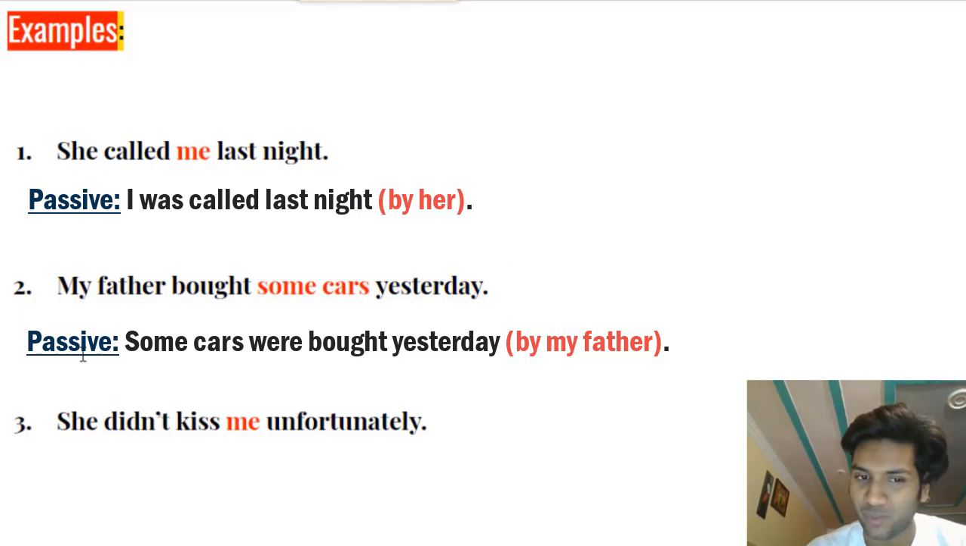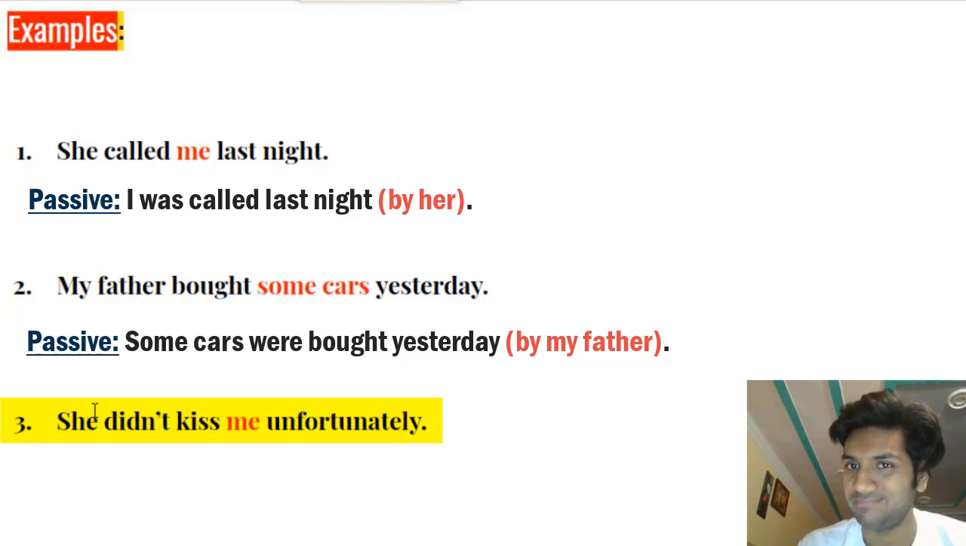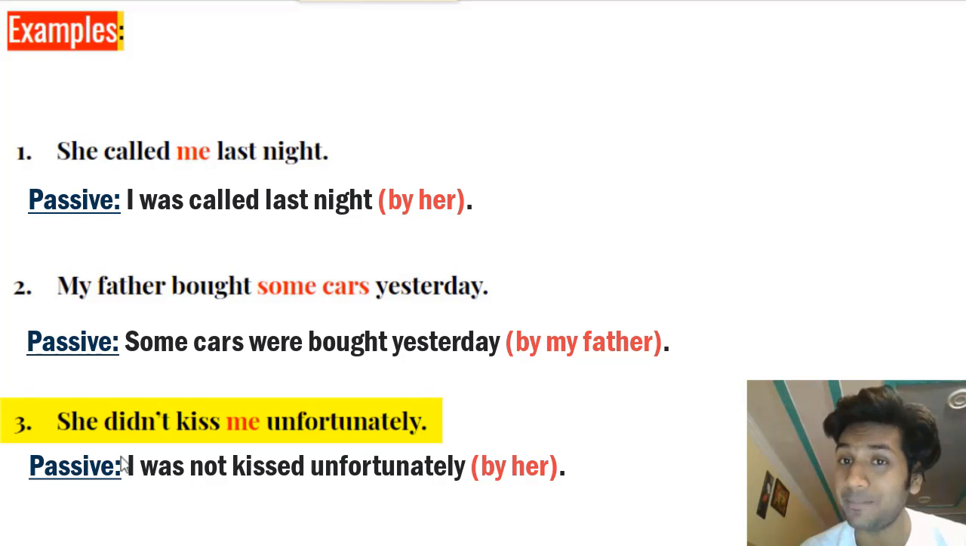Simple. The last one: She did not kiss me unfortunately. This is a negative sentence. All right, what is the object? Me. In the subjective case, it becomes I. I was not, because it's a negative sentence, we'll use not after the helping verb. Was. I was not kissed by her unfortunately, or I was not kissed unfortunately.